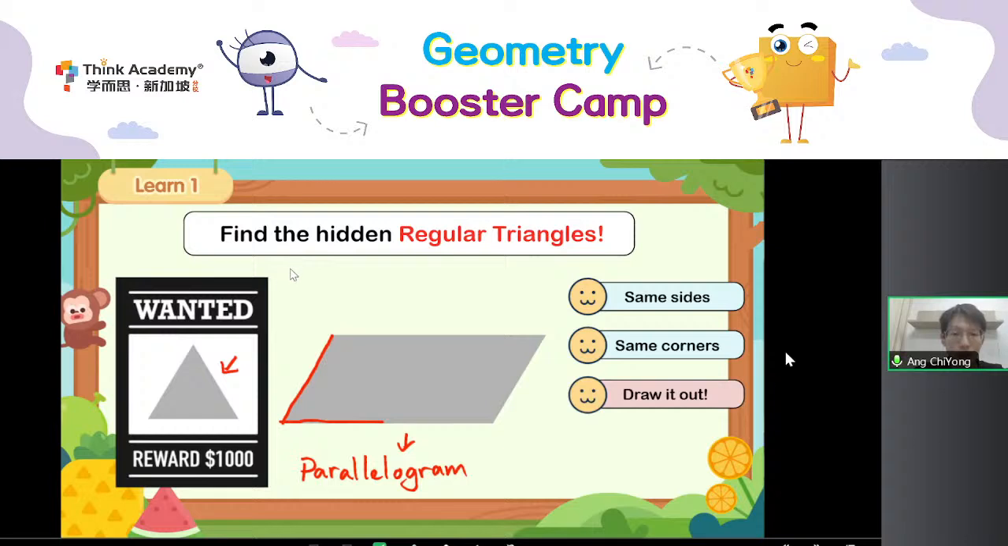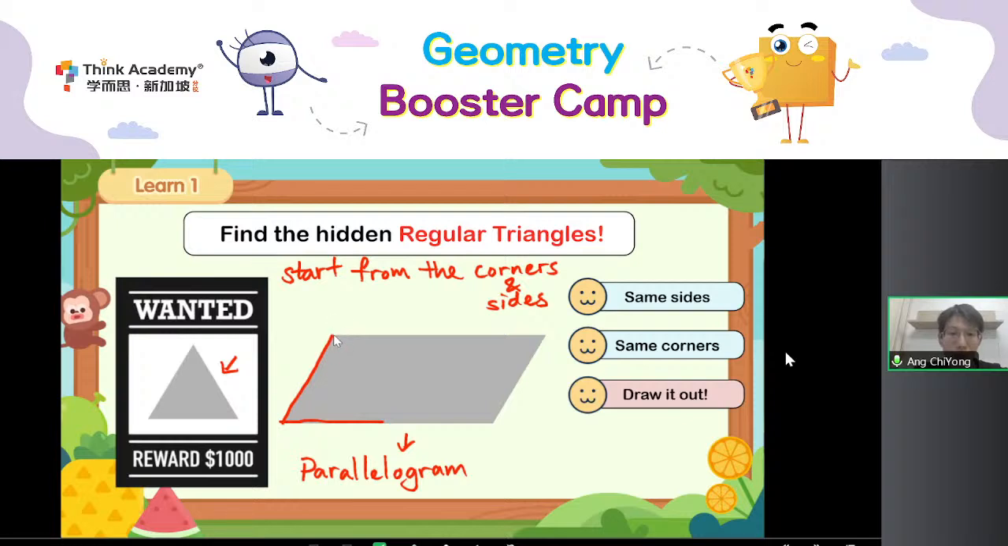Okay, let me write here. Start from the corners and sides. I want you to write these two words down, corners and sides. So over here, I see a big part of the triangle. All I need to do is to draw the last side, right? Because a triangle needs how many sides? How many sides do I need? I need 3 sides, right?